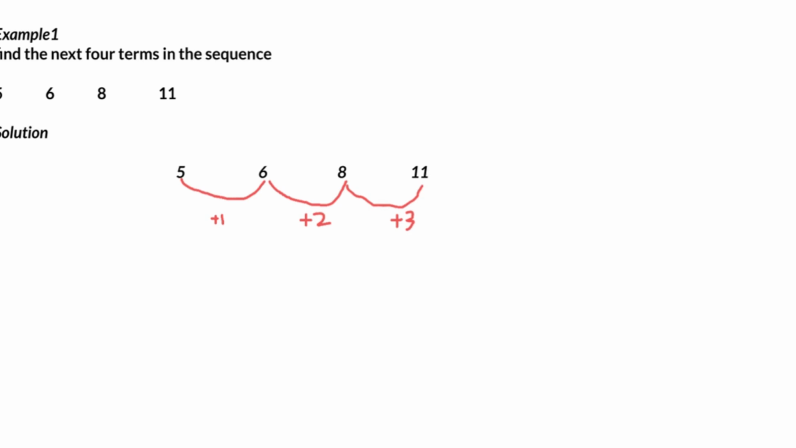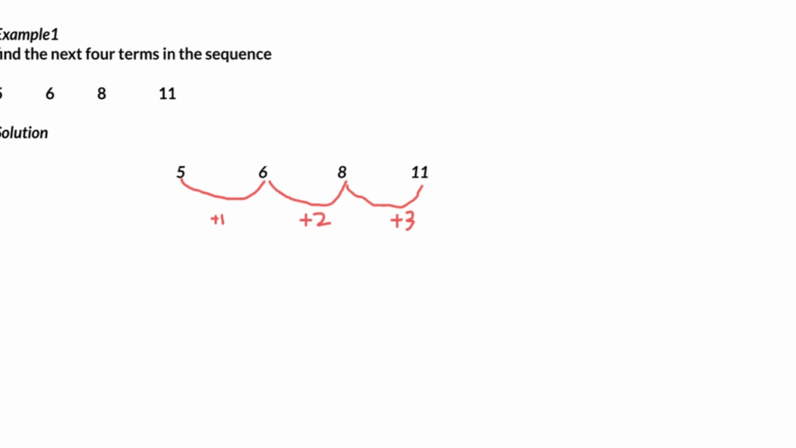Now it's saying find the next terms. So how do we get the next terms? We've seen from the previous one that 5, 6, 8, and 11, the common difference was increasing by 1. The difference here is 1. The difference here is 2. The difference here is 3. So let's try and get the next terms. If you see this 11 plus 3, obviously we know the next one is going to be plus 4 if you follow the pattern.